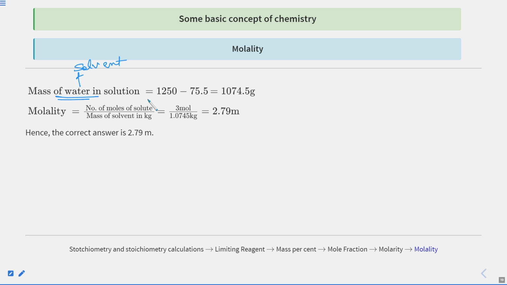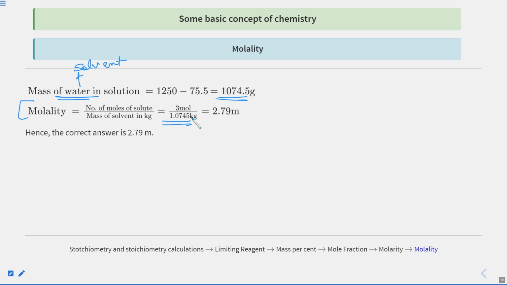1250 minus 75.5 comes out to be 1074.5 gram. Then what will be the formula of molality? Molality is equal to number of moles of solute present in 1 kilogram of solvent. Number of moles of solute is given, 3 mole, and mass of solvent is 1074.5 gram, which we can convert into 1.0745 kilogram.